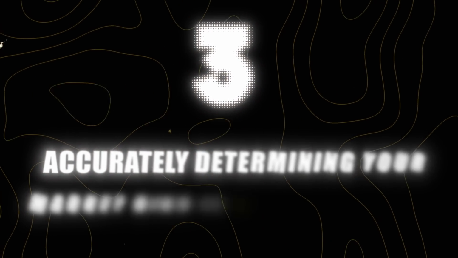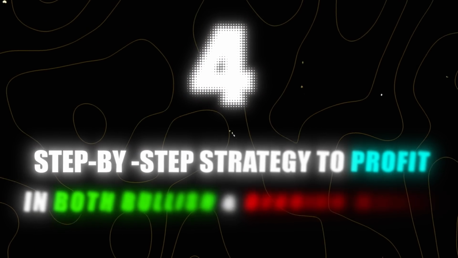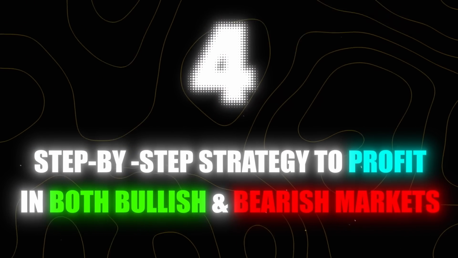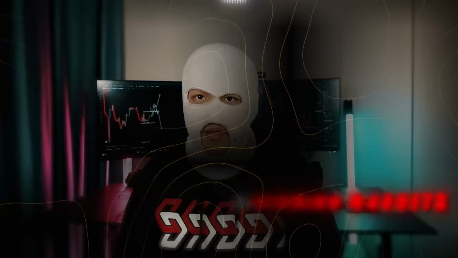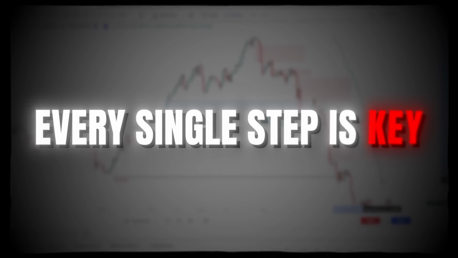Third, accurately determining your market bias is extremely crucial. Stacking up bullish and bearish confluences helps you make informed decisions. Last but not least, we went over a step-by-step strategy to profit in both bullish and bearish markets, with some useful indicators to assist you. Every single step is key in building up an overall narrative for the trade. Do not skip out on any steps and follow the criteria as I've laid out for you for the best possible results.